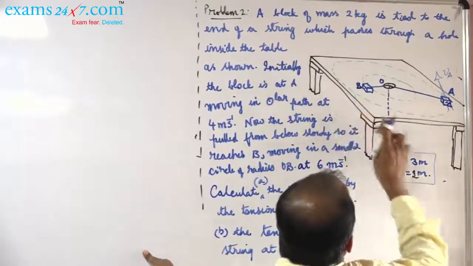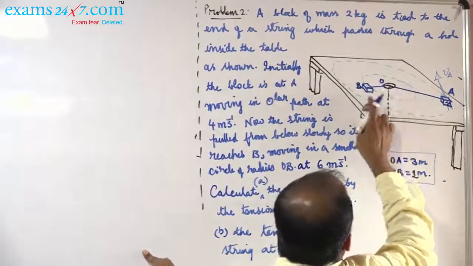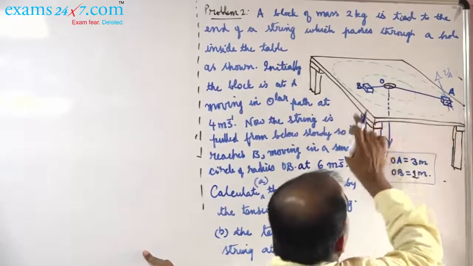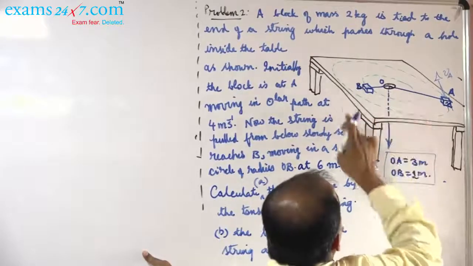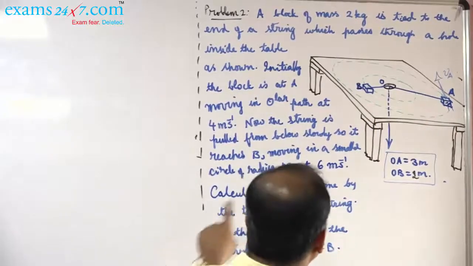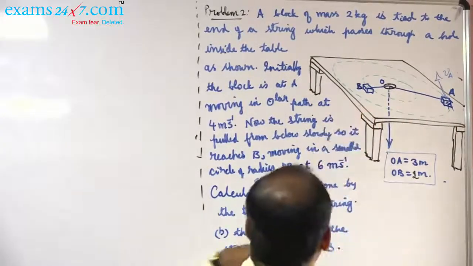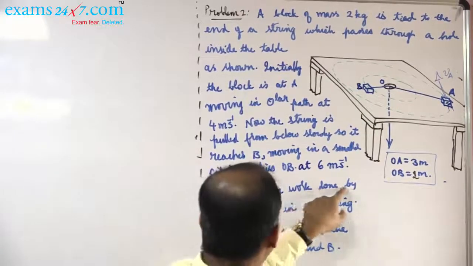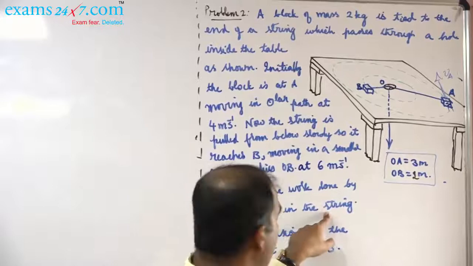It was moving initially in a circle of larger radius. If now it has to move in a circle of smaller radius, it has to get displaced from one point to another. And the actual path has to be a spiral path. So actual displacement is very difficult to find. So let's see how to find the work done. So we have to find out the work done by the tension in the string. That is the first part.